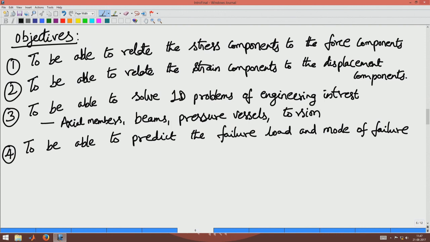Even in material failures there can be yielding, there can be crushing, there can be cracking. So, which of these failure modes the body is going to fail is what you have to be able to predict, and what is the load at which a given body will fail, that is, at what transverse loading the beam would fail, or at what torsional moment the member would crack. These are the things that we have to be able to predict at the end of this course. So, these are the objectives of this course.